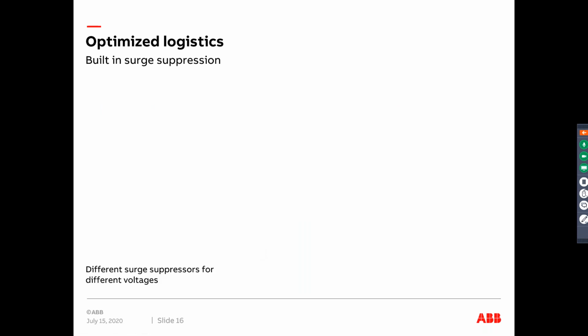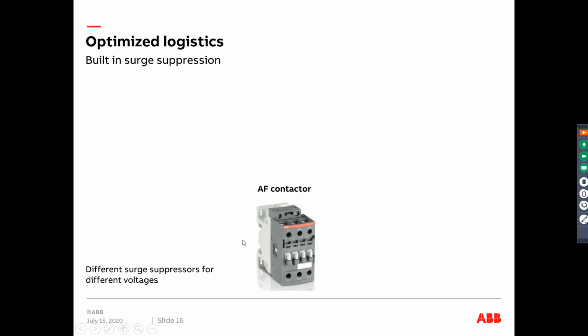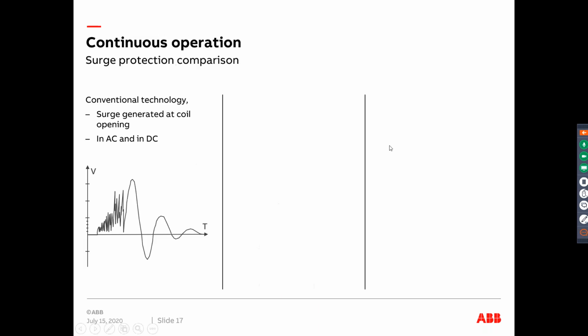Built-in surge suppressor. Most contactors use surge suppressors. Previously we had around 18 different parts, but now with our AF contactors, because of the electronic coil, this is built in. So you don't need any additional part, or to go through the catalog to select the right surge suppressor.